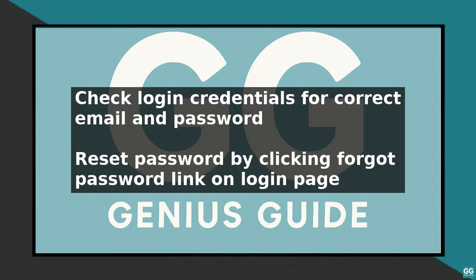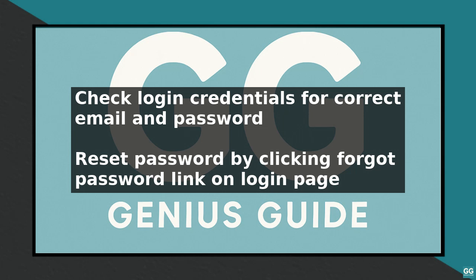To troubleshoot your GoHenry parent account, start by checking your login credentials to ensure you are using the correct email address and password. If you are still having trouble, try resetting your password by clicking the Forgot Password link on the login page. Next, check that your account is active and not suspended. If your account is suspended, contact GoHenry customer support to resolve the issue.